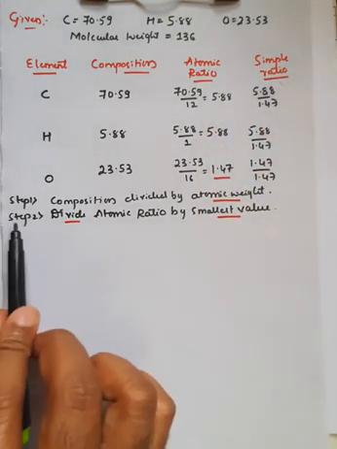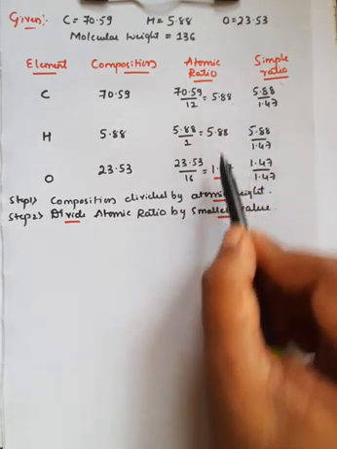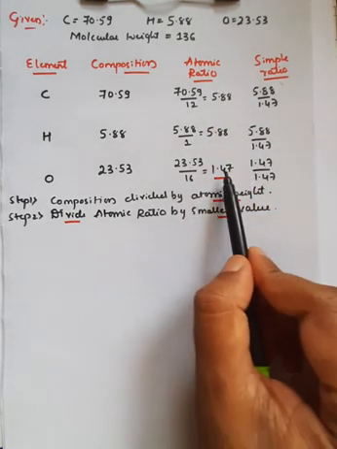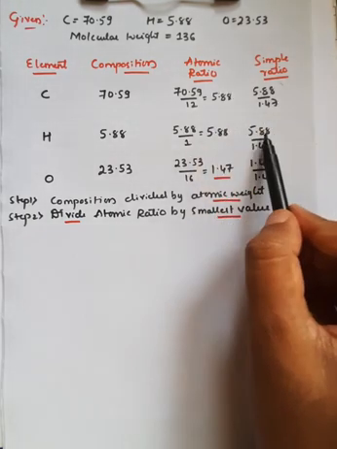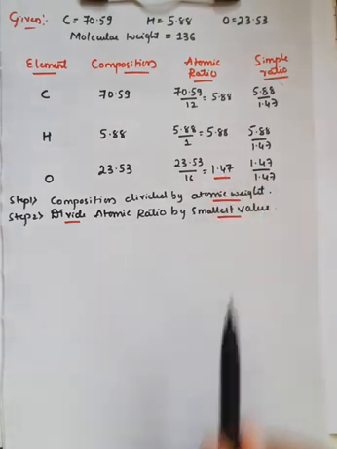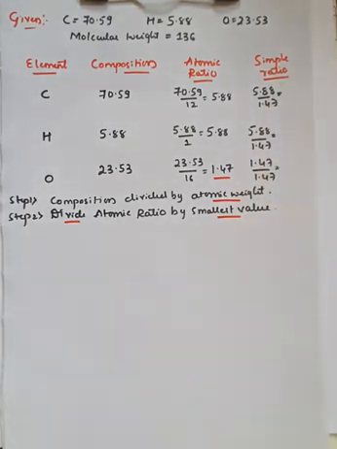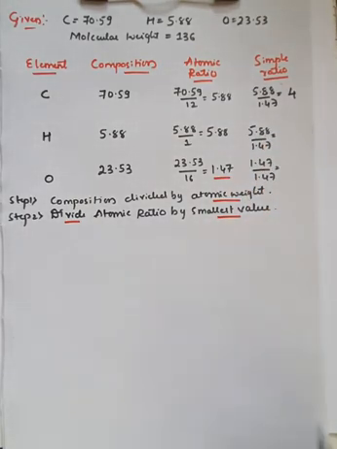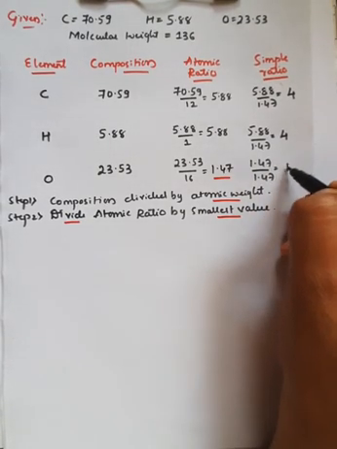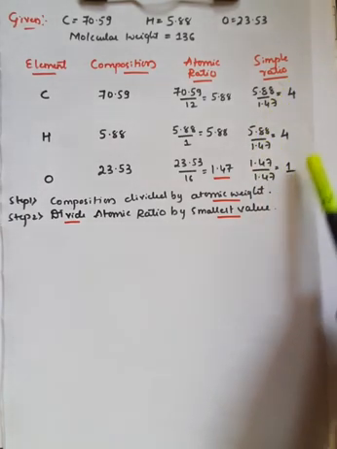Remember, in step 2 we divide the atomic ratio by the smallest value. The smallest value out of these 3 values is 1.47, and this 1.47 is used to divide all the values. Now again you can use the calculator. 5.88 divided by 1.47 is 4. Similarly, 5.88 divided by 1.47 is also 4. And 1.47 divided by 1.47 is 1, right? So here we got the simple ratio.